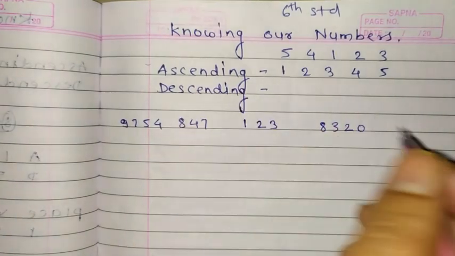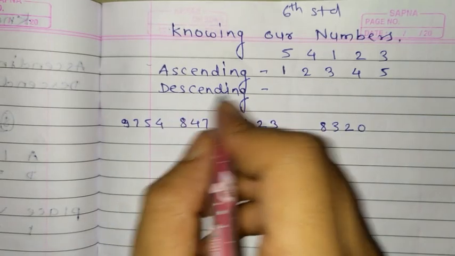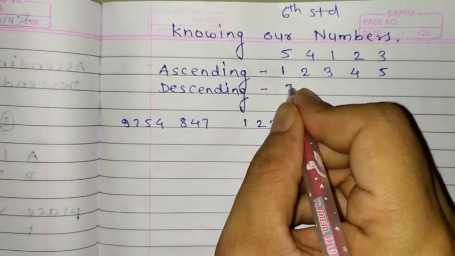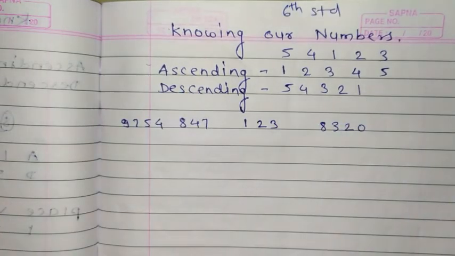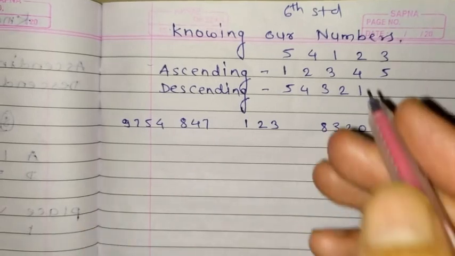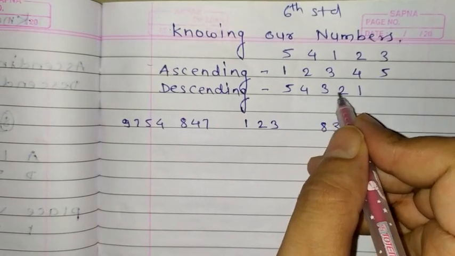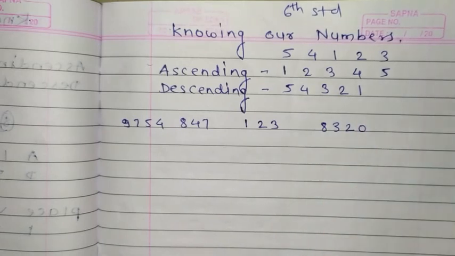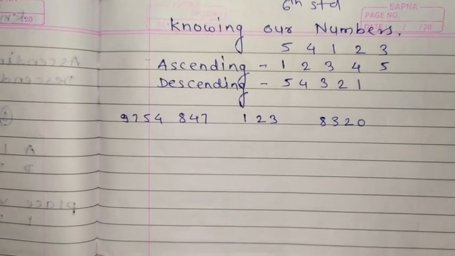Descending is the reverse of ascending. Whenever you write descending for the same series, you just keep it in reverse order, like 5, 4, 3, 2, 1, because it is the reverse of ascending. Got it? In descending we use the greatest number first, second greatest, third greatest, fourth greatest, and then the smallest. So this is ascending and descending order.